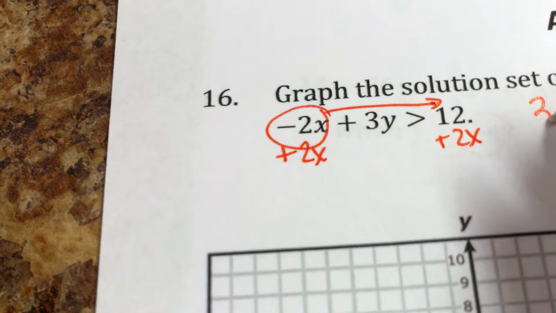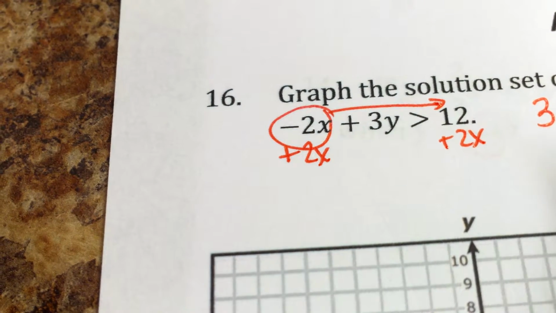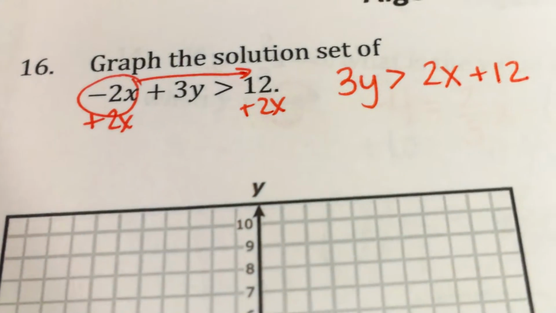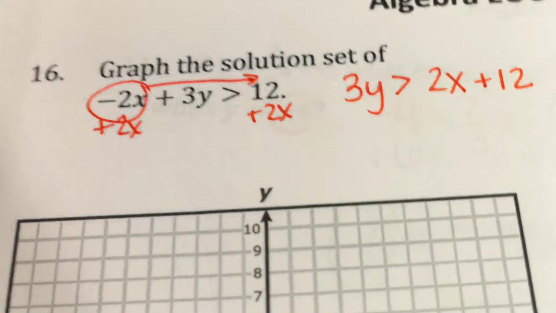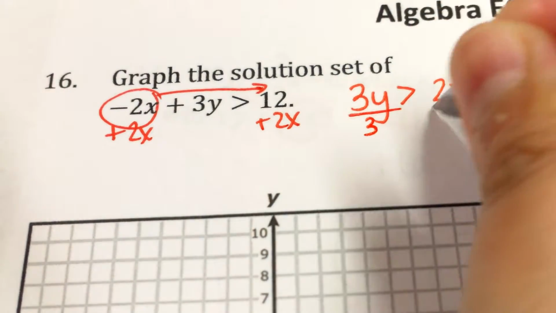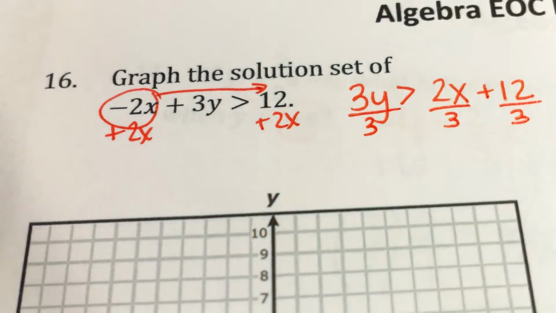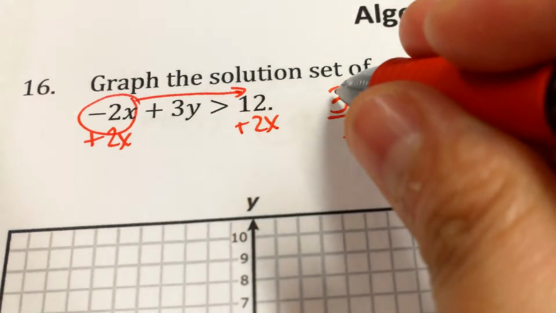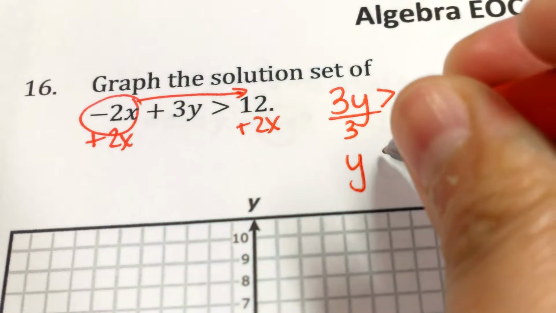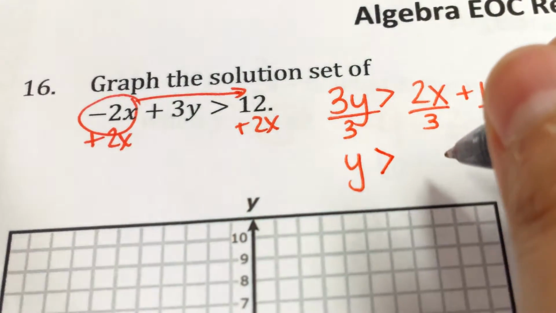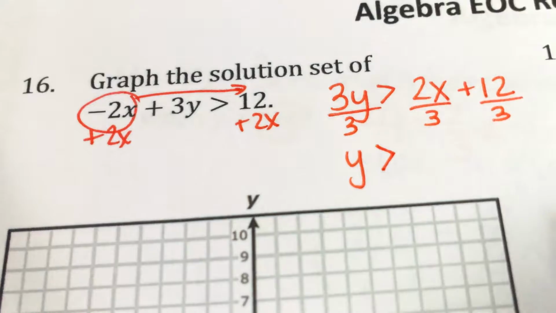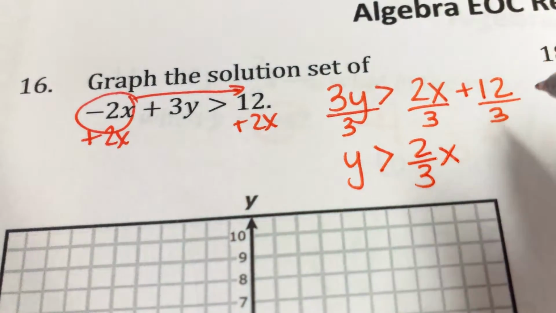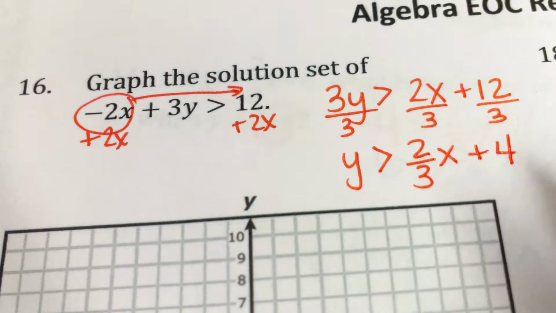So I have 3y is greater than 2x plus 12. I like to put the x first, because that will give you your slope. Then we need to divide by 3. And here I have y is greater than, the symbol does not flip. Why? Because I divided by a positive, not by a negative. 2/3 x plus 12 divided by 3, which is positive 4.